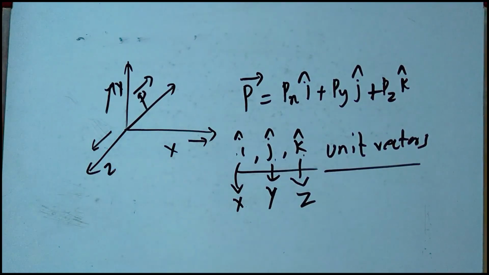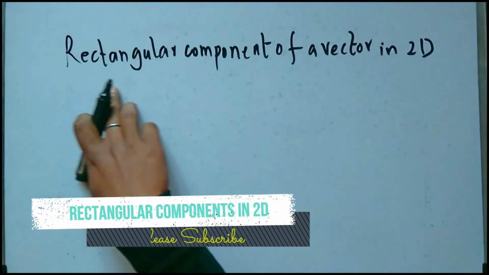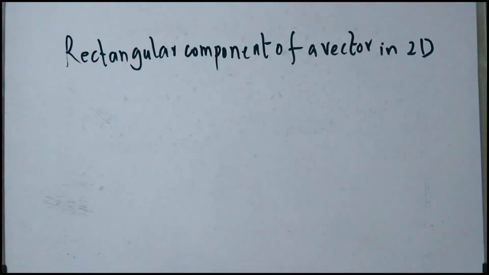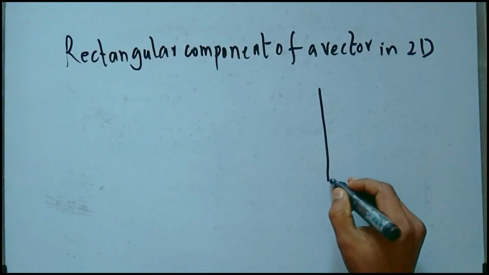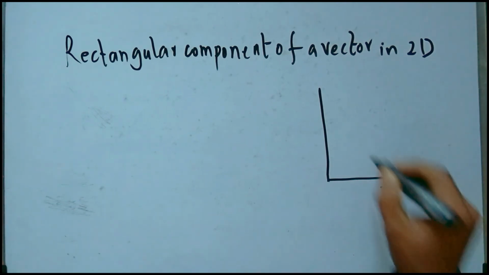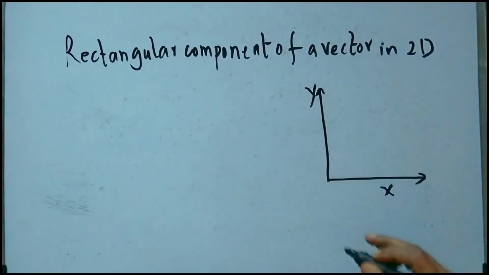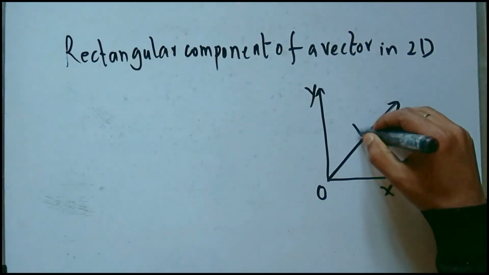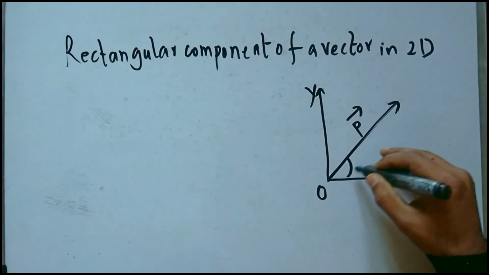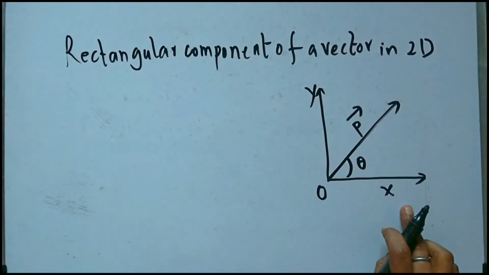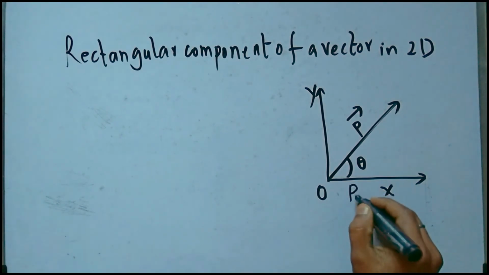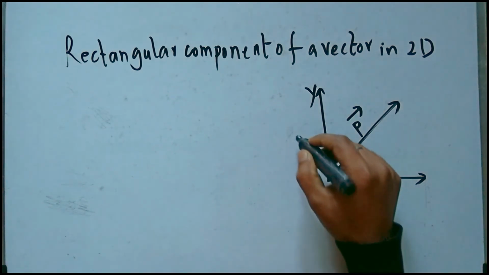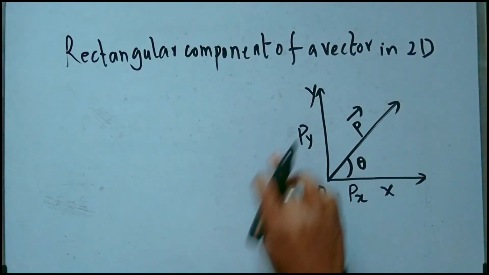So how do we find the rectangular component of a vector in two-dimensional coordinate system? Let us see. This is x-axis, this is y-axis, this is origin. Let P be any vector at an angle theta with x-axis. Let Px be axial component in x-axis and Py be vertical component.